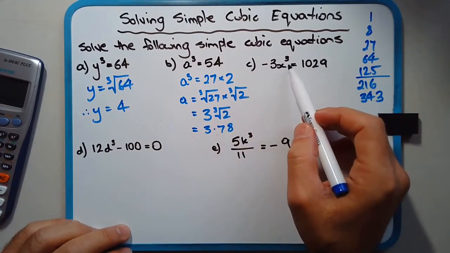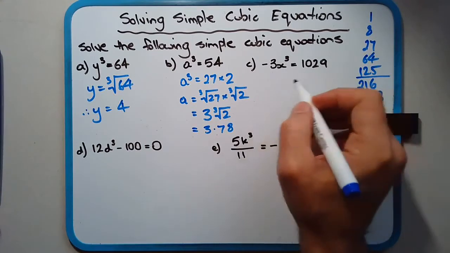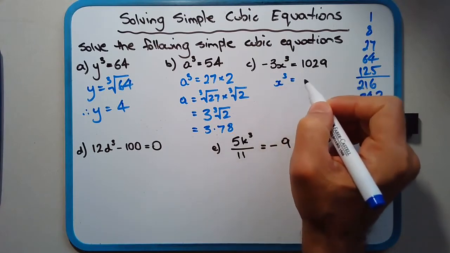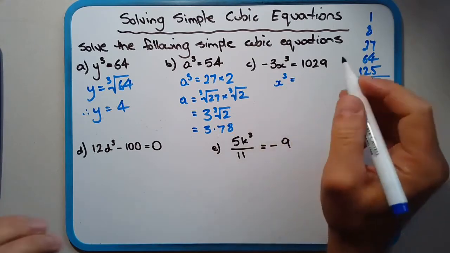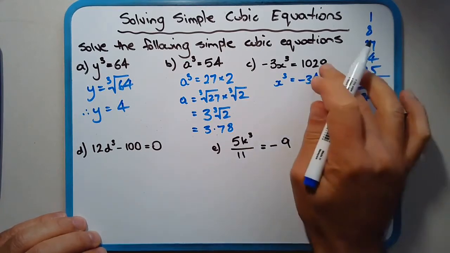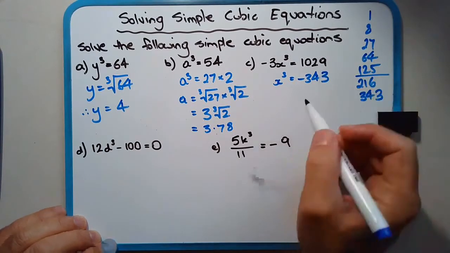Let's have a look at part C. Negative 3x cubed equals 1029. So what we'll do is divide both sides by negative 3. So x cubed is equal to negative 343. Sorry, my apologies there.